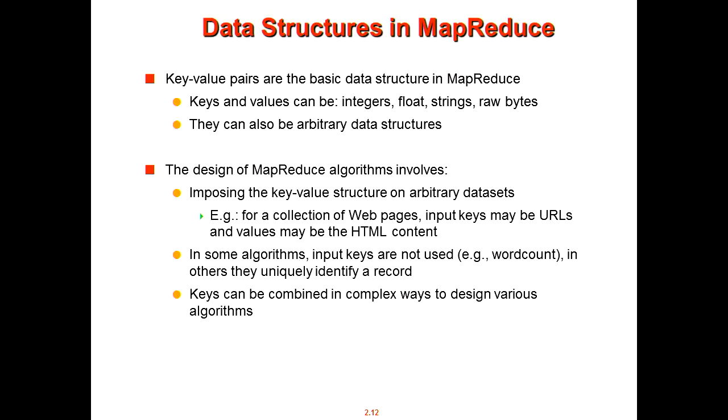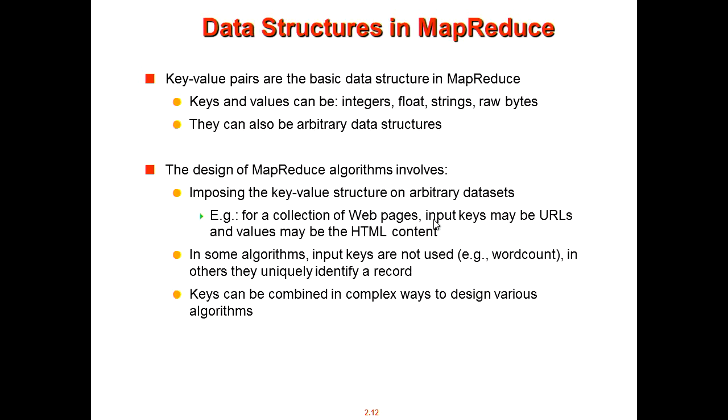The design of MapReduce algorithms involves, first, imposing a key-value structure on arbitrary data sets. You need to think about what can be the key and what can be the value, and what the data type is for the keys and for the values. For example, for a collection of web pages, such as in Google, the input keys could be URLs, right? One URL can identify a web page uniquely, so it can be used as a key. And the value is just the HTML content of this web page.